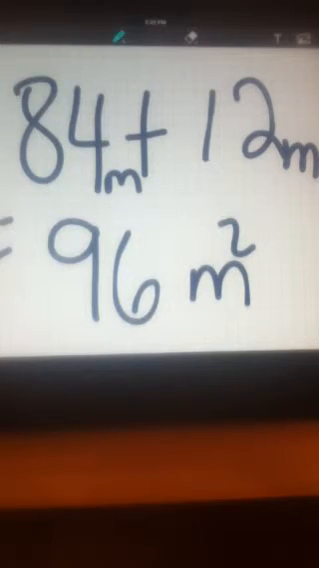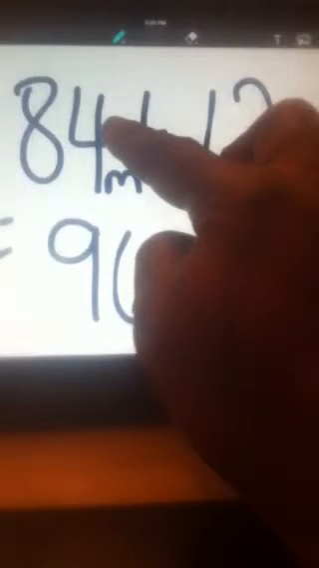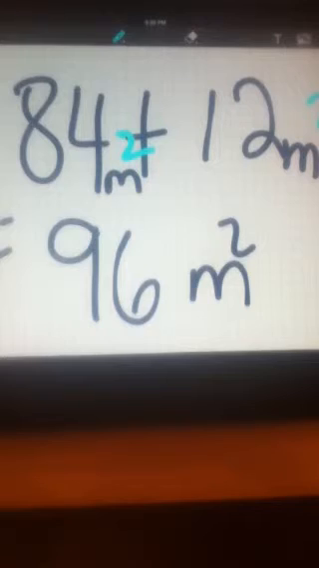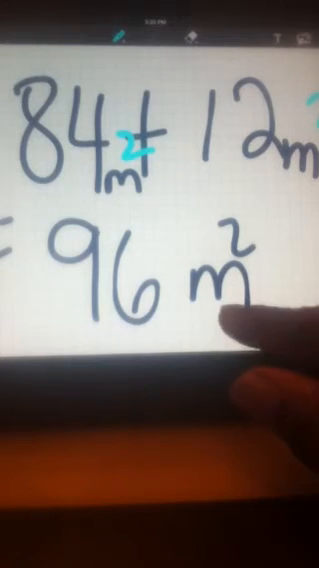So what we want to do after we find the two different areas of both of those is add the two together, which will take 84 plus 12, add those two together, and we will get 96 square meters. See that? So actually this should have a square here and a square there. So we have 84 square meters plus 12 square meters gives us 96 square meters, which will give us the total area of our shape.